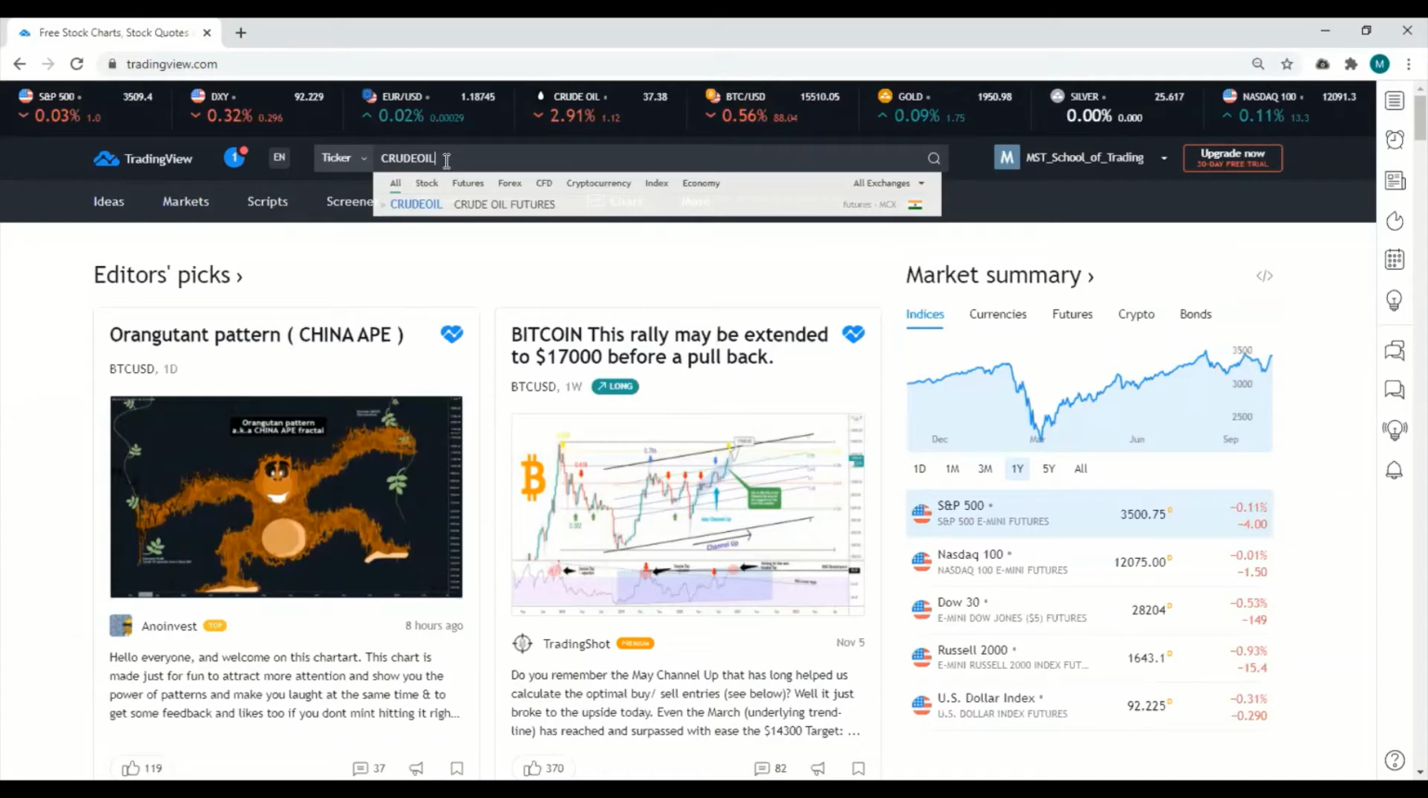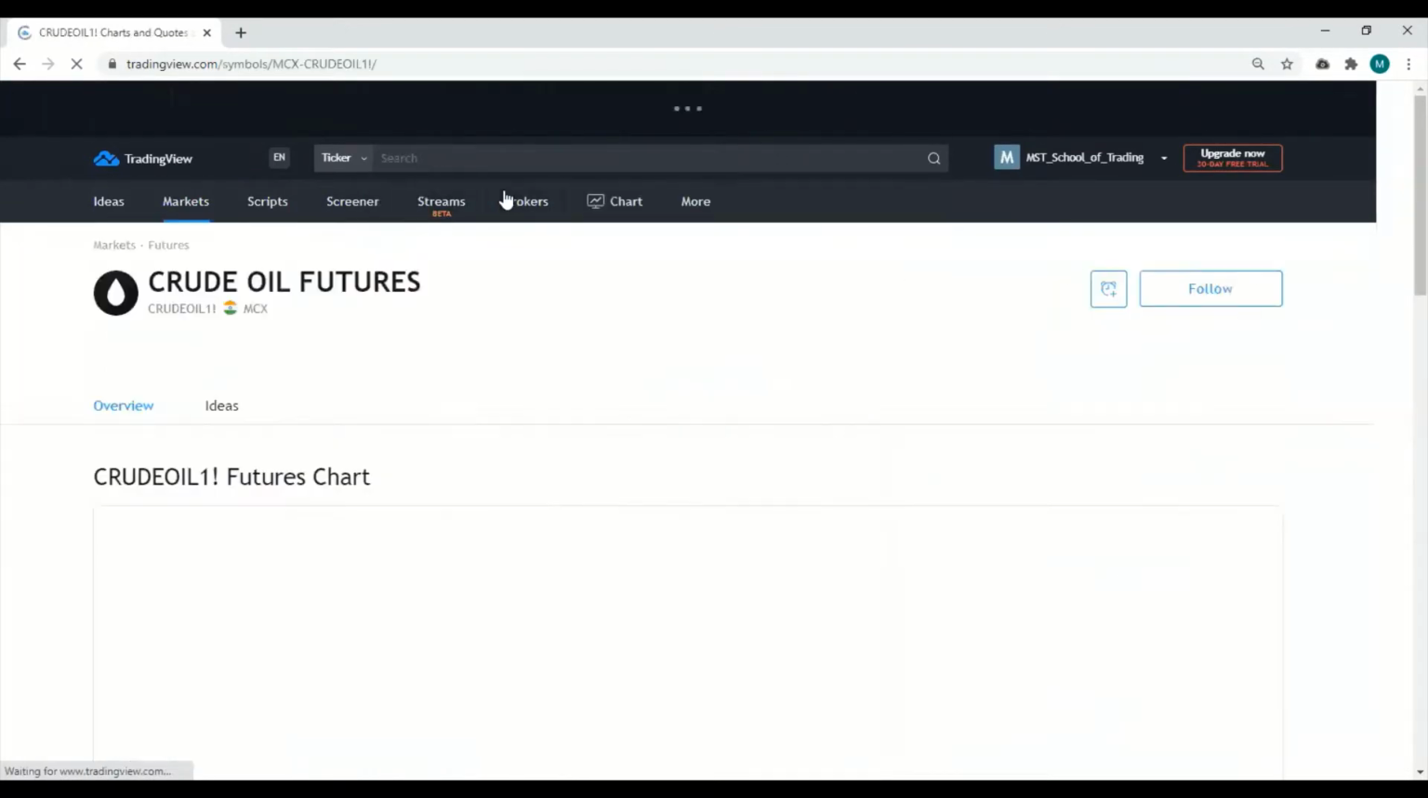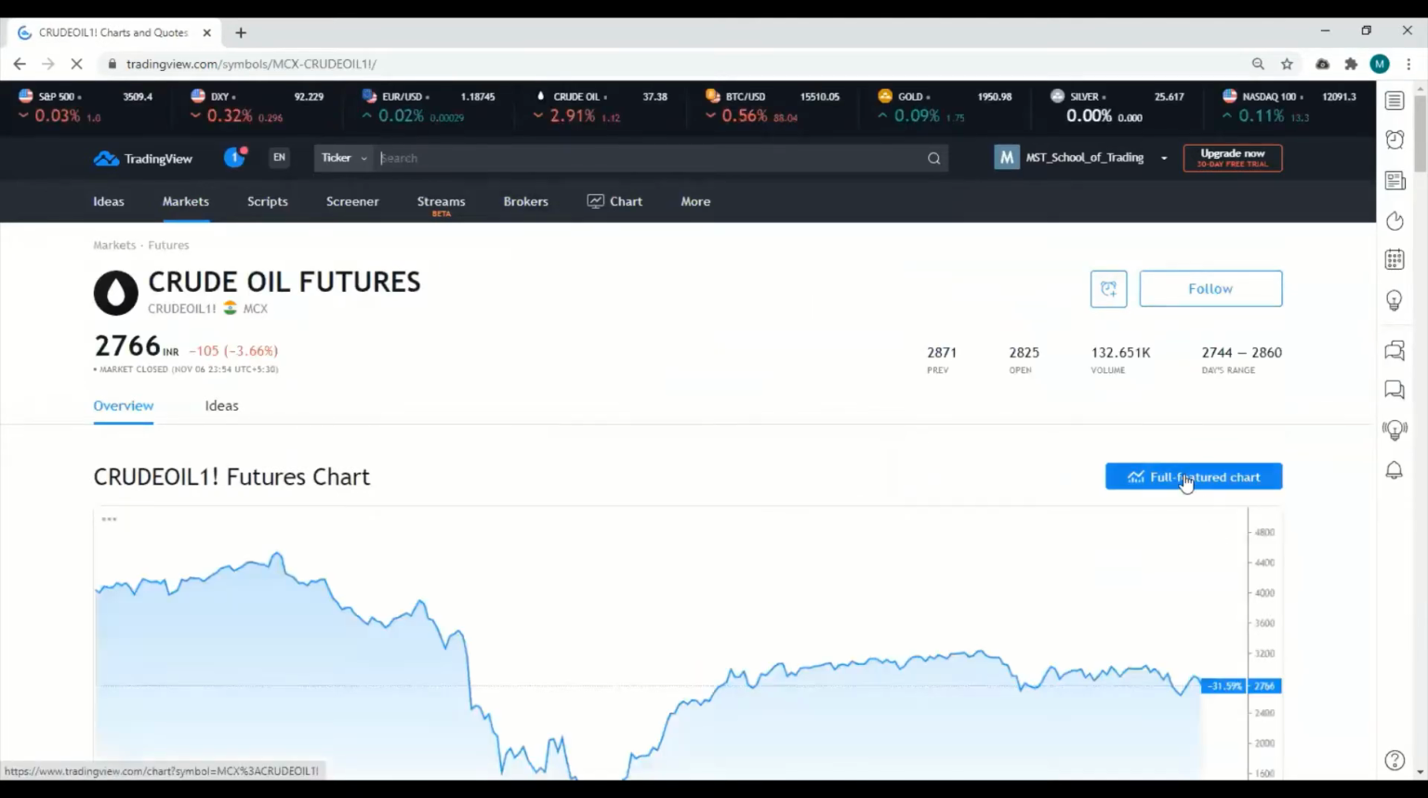We are not emphasizing choosing only crude oil. Please do back testing for 6 months. The data is available for more than 12 to 15 years, so you can make use of that free of cost. So I am selecting crude oil, then full featured chart.